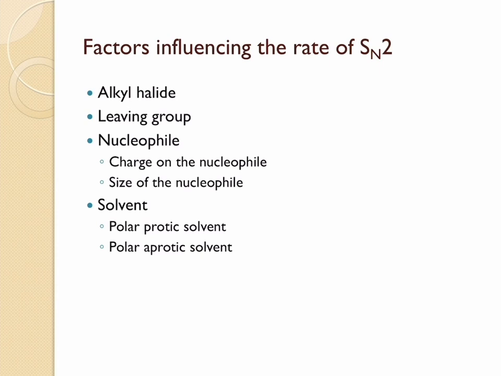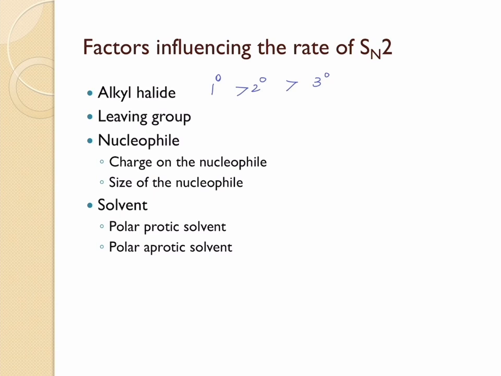Remember, when you talk about SN2 reaction, you're talking about steric hindrance. A primary alkyl halide will undergo SN2 reaction much faster than a secondary alkyl halide, and only then comes your tertiary alkyl halide. Because the primary alkyl halides and even the methyl halides have less steric hindrance, they undergo the SN2 reaction much faster.